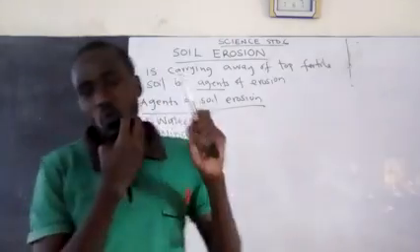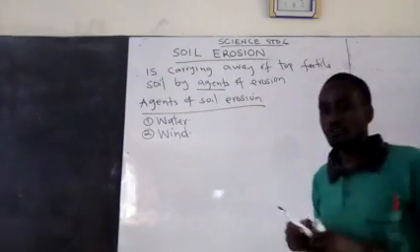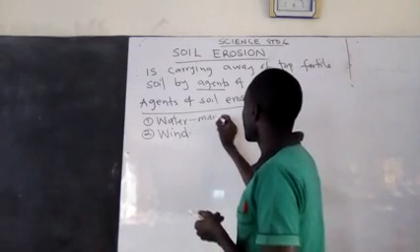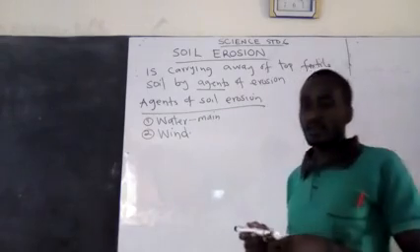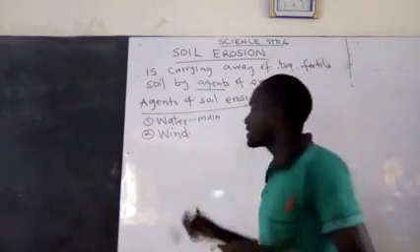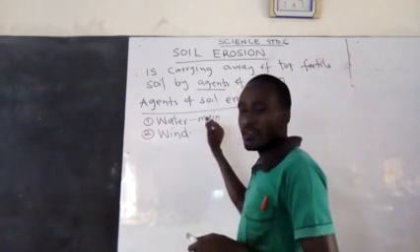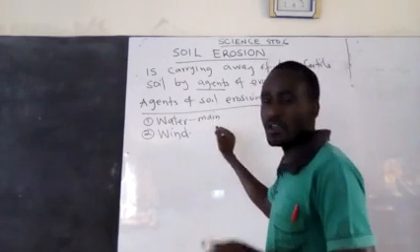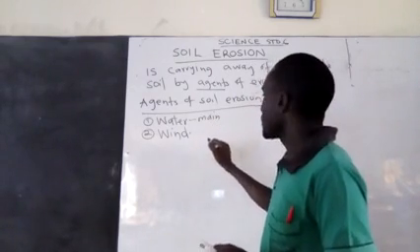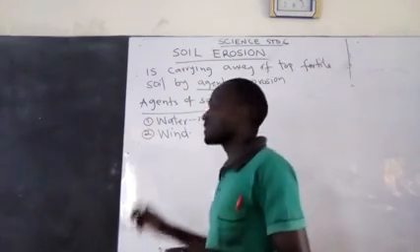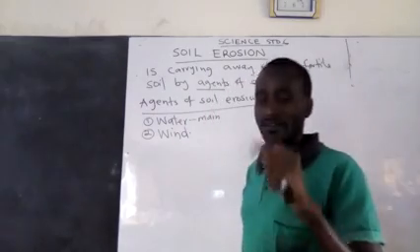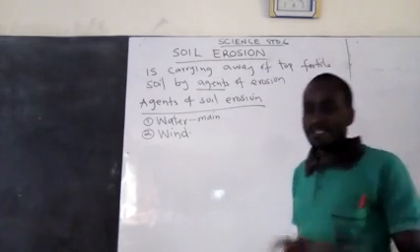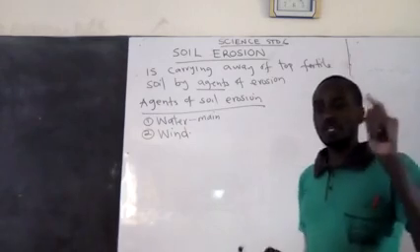Now, when we talk of water as an agent of soil erosion, remember water is the main agent of soil erosion, and water leads to all the four types of erosion, not three, all four types of erosion. When you come to wind, it mostly only leads to one type of soil erosion. So coming back to water, it is the main agent of soil erosion.